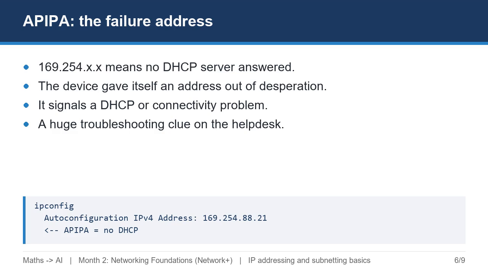Now a vital troubleshooting clue. If a device asks for an address but no DHCP server answers, Windows gives itself an address in the 169.254 range. This is called APIPA. Seeing 169.254 is a red flag. It means the device could not get a real address. On the Helpdesk, that almost always points to a DHCP problem or a broken physical connection. Spot it instantly.